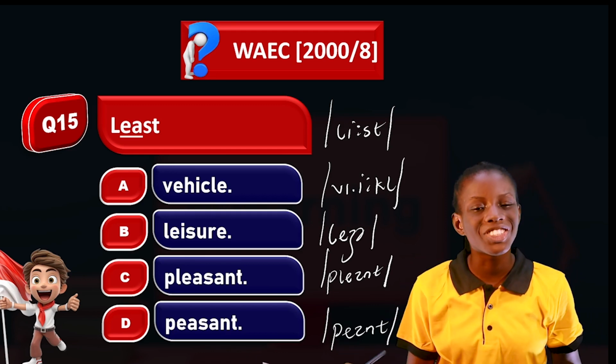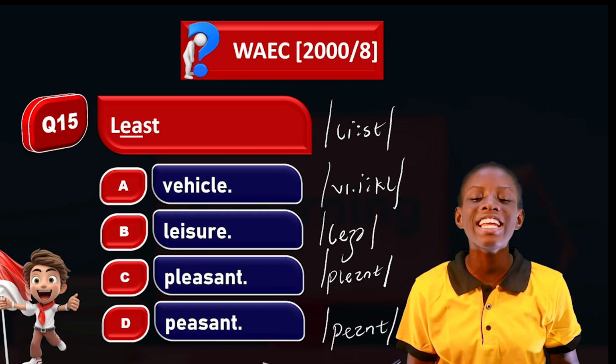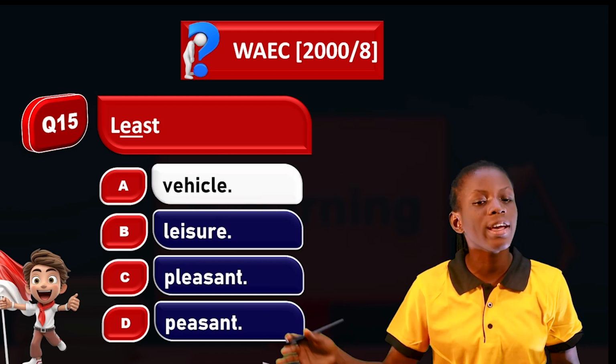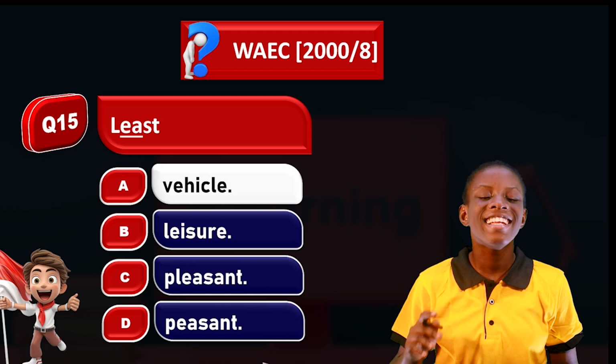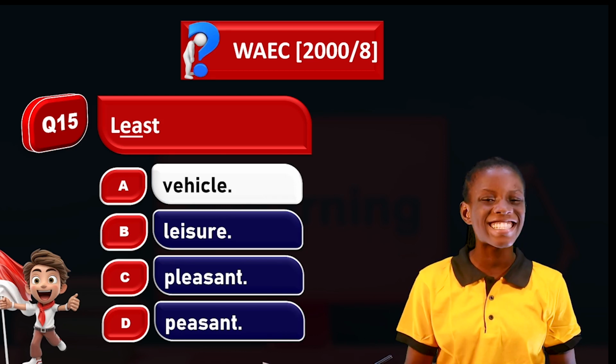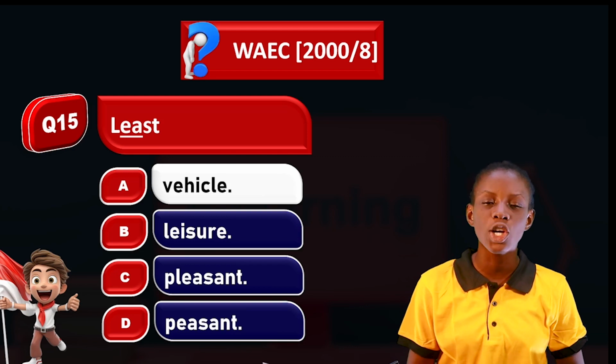Okay, so how we transcribe our answer is clearly option A, vehicle, vehicle, equal, E. That leads to having option A as our answer. Okay, so our next question quickly.